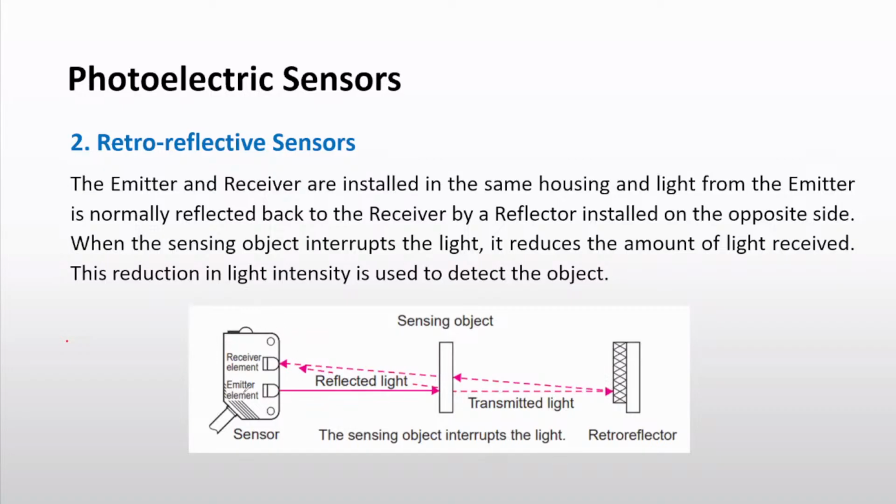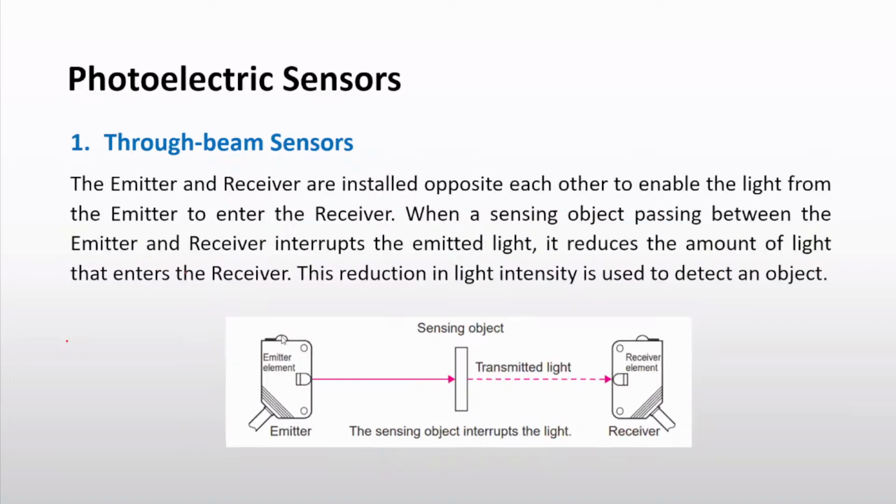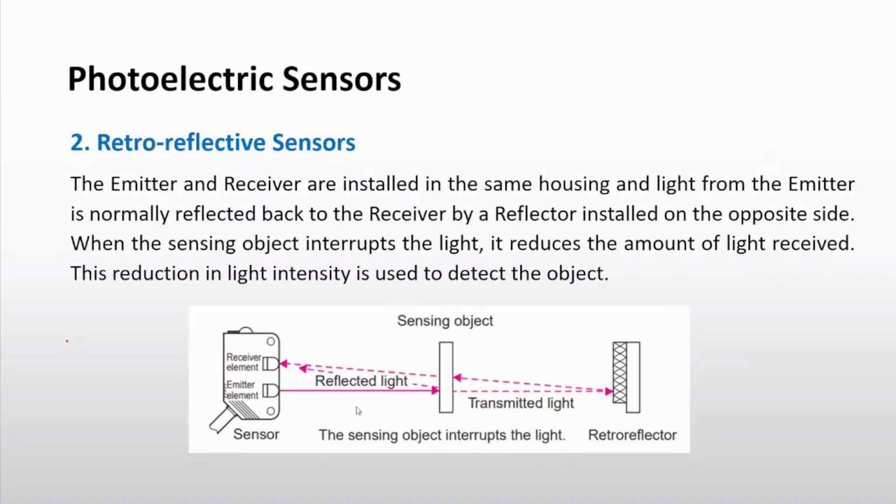Before that, I will explain the configuration of the retro reflective sensor. In this sensor, the emitter and the receiver are in the same housing. In the last one, the through beam sensor, the emitter and receiver are in separate housings. But here you can see the emitter and the receiver in the same housing.